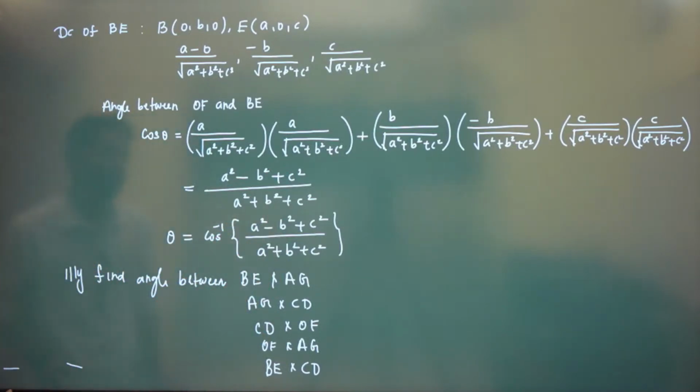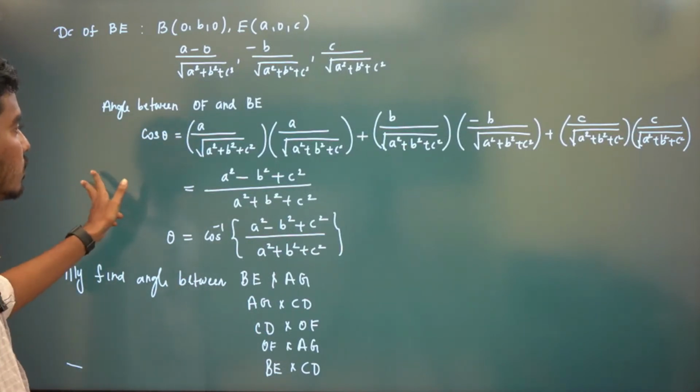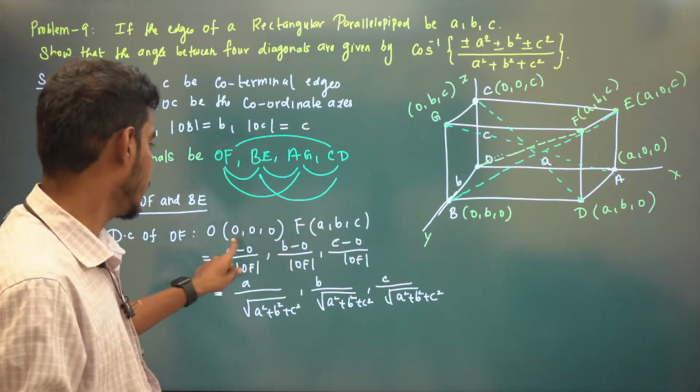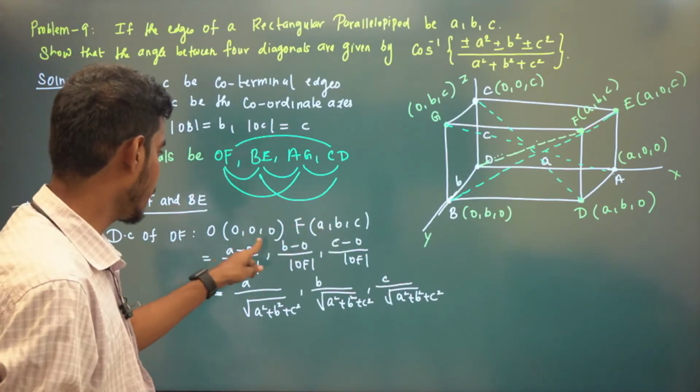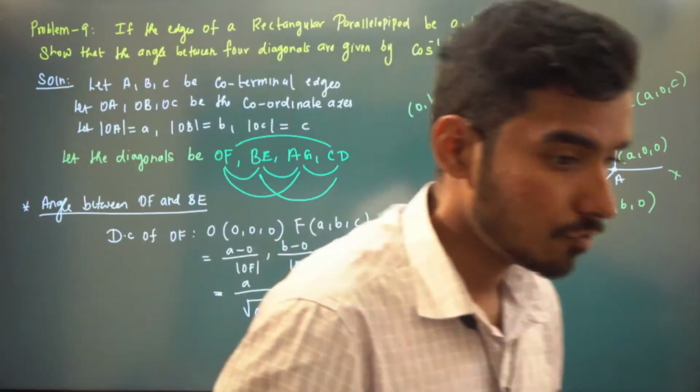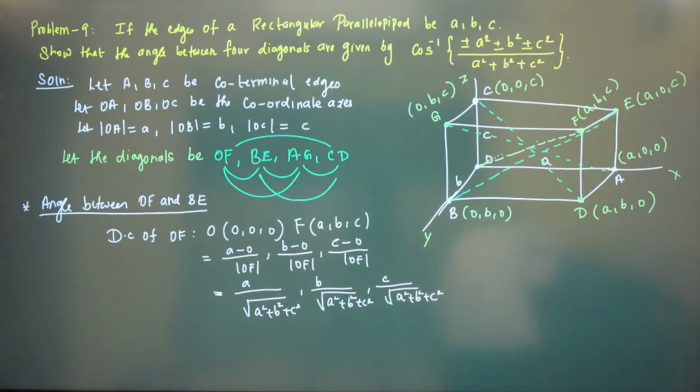Remember the formula for the direction cosine of the line joining 2 points: x2 minus x1 divided by the length, y2 minus y1 divided by the length, z2 minus z1 divided by the length.